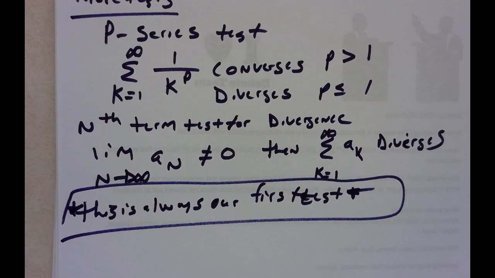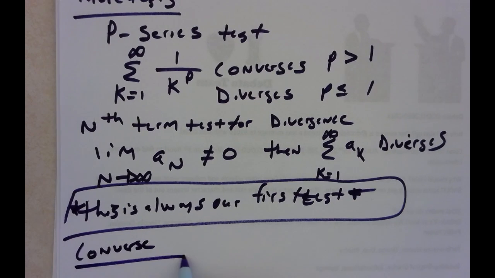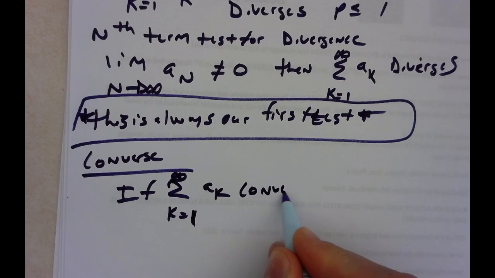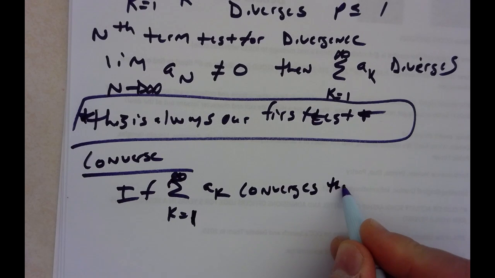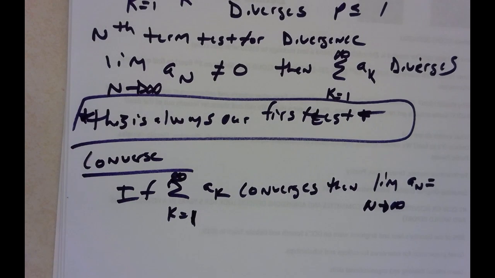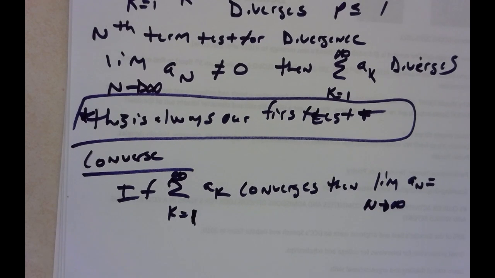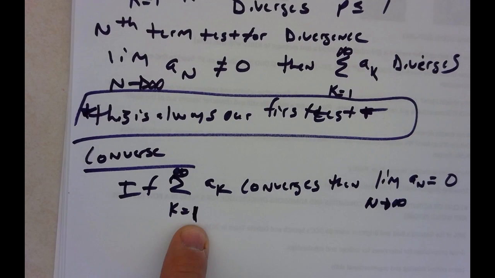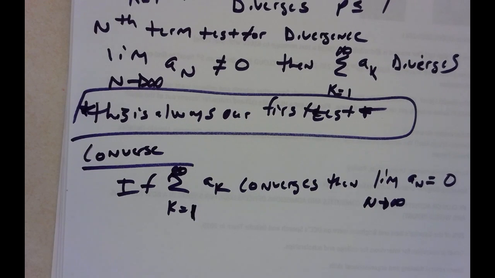Now, if the series converges, the sum from 1 to infinity of a of k, then the limit must be 0. That's why there's no if and only if in there. If the series converges, the terms go to 0. Now, if the terms go to 0, it could converge. If they don't, it diverges. The converse means we take the statement, if A then B, and it becomes if B then A.